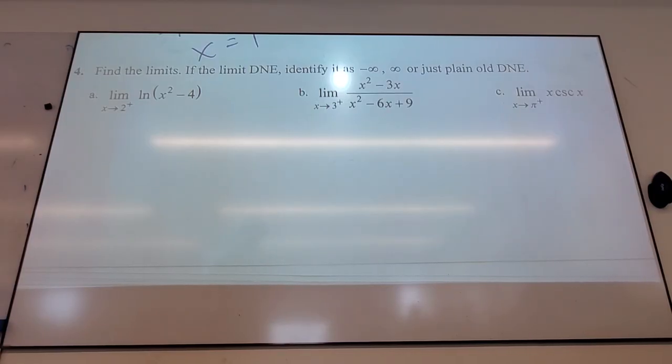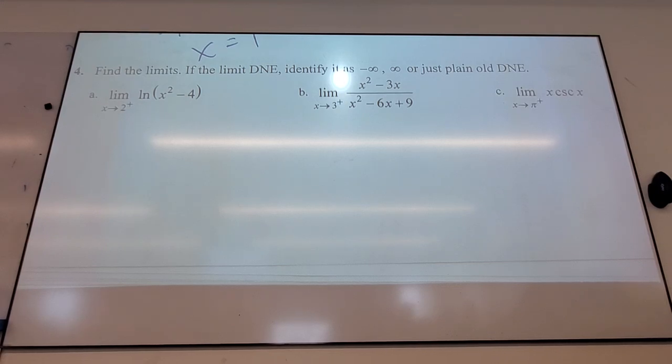Where does natural log have a problem? Just in general, just natural log of x. Where does this problem start? 0, right? 0's got the asymptote, goes down forever, yes? And what happens when you plug a 2 in? 0. Now, I said 2 from above.